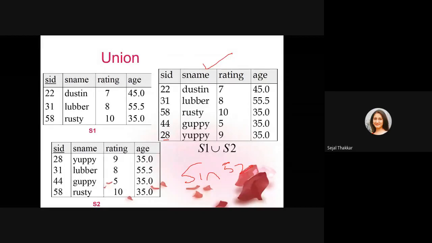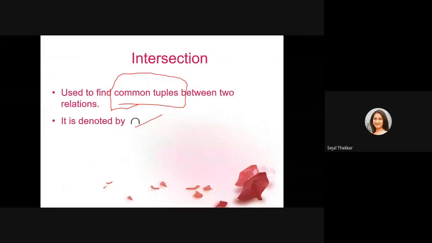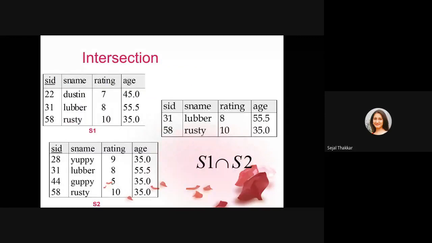Anyone, please, fast? 31 and 58. Very nice. So you can see here that 31 and 58 will come as the output of the intersection.